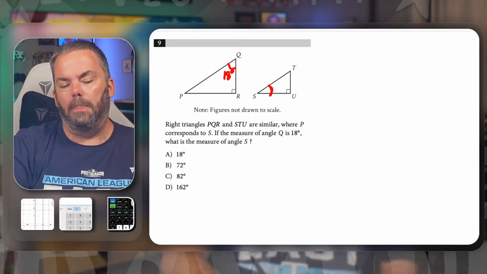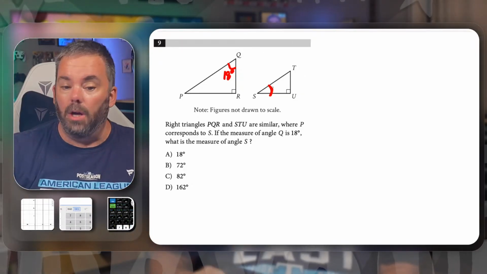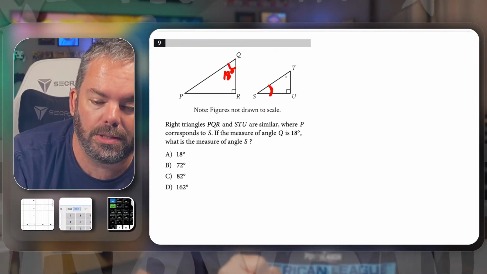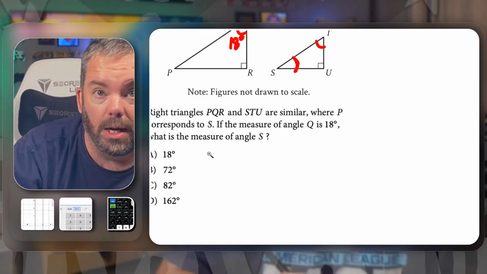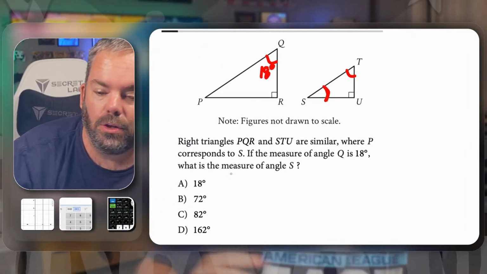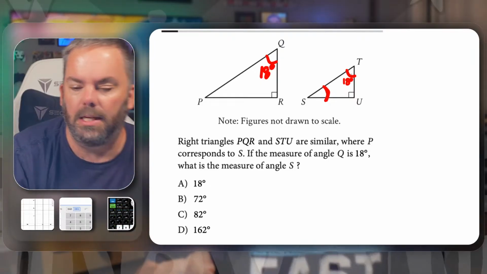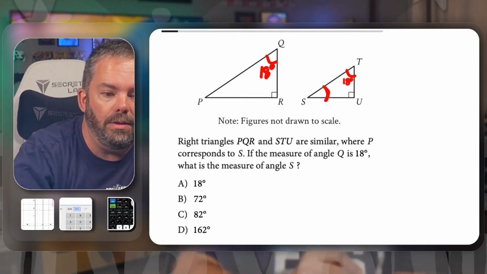Ooh, look at that. All right, so they're asking us this time about two different angles, but I've got some good news for you. Just like that previous problem, I'm gonna have to zoom in. This triangle just got small. All right, so just like that previous problem, if angle Q is 18, then angle T is 18. So I'm gonna put a little 18 right there, and then look at this triangle.